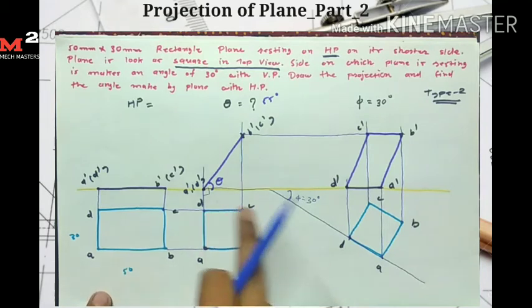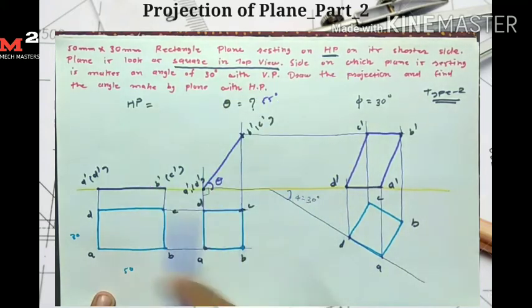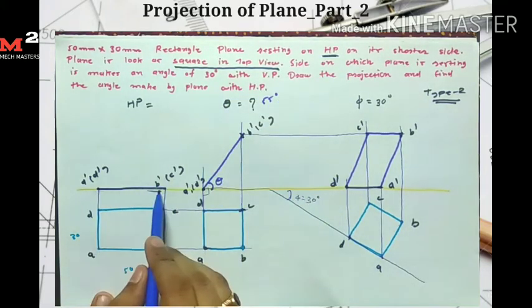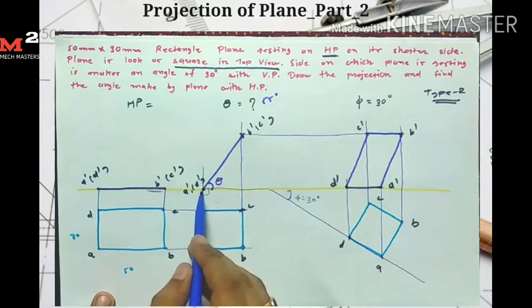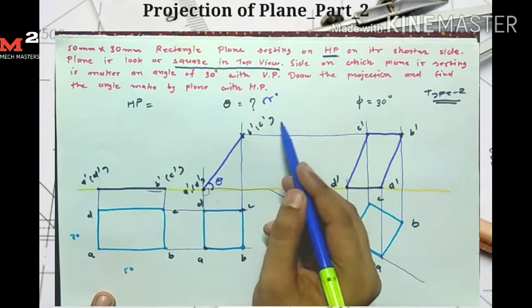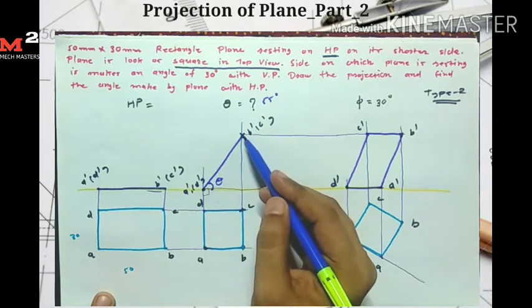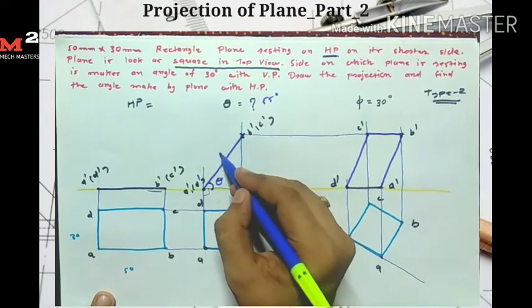So first we draw the square here and then take the projection. Then we measure this distance, 50 mm, and take A as a center and 50 mm as a radius. We draw one arc here, so we get our B dash and C dash points here. Then we connect these two points, so we get our front view here. This is the front view.